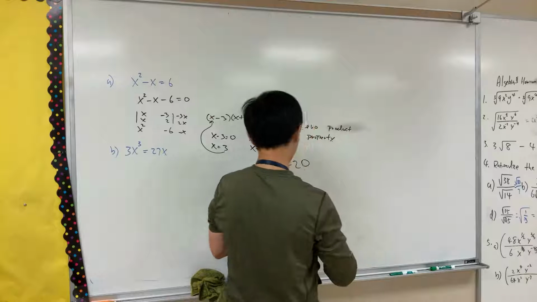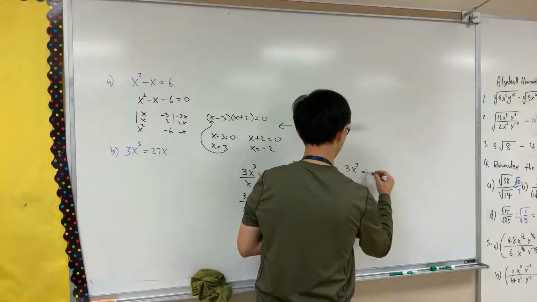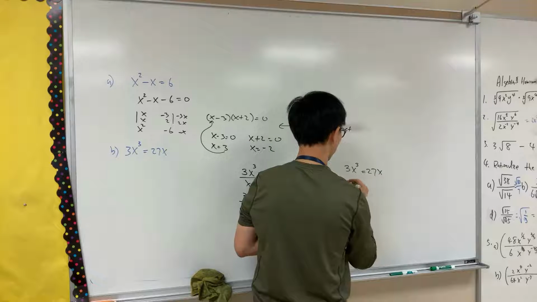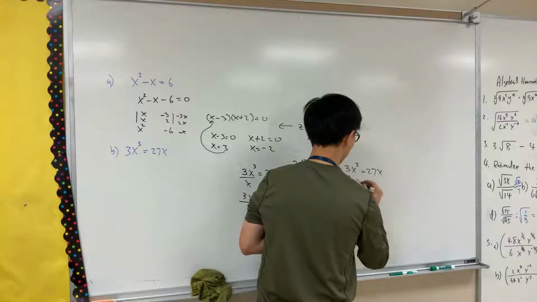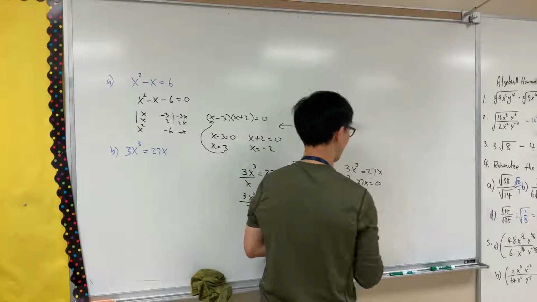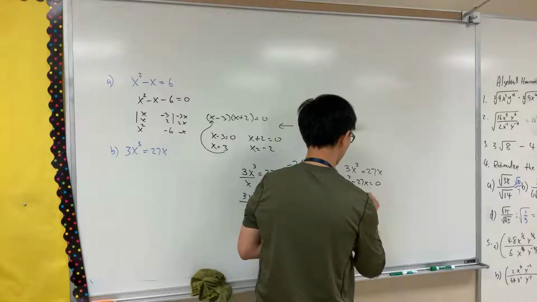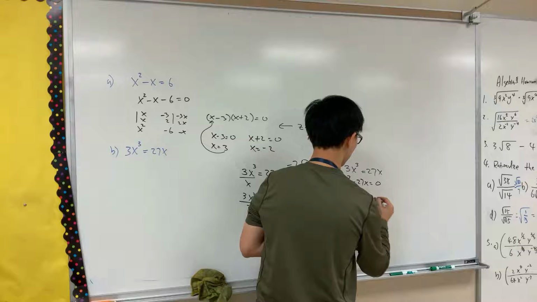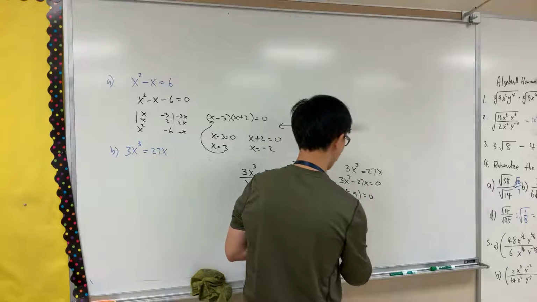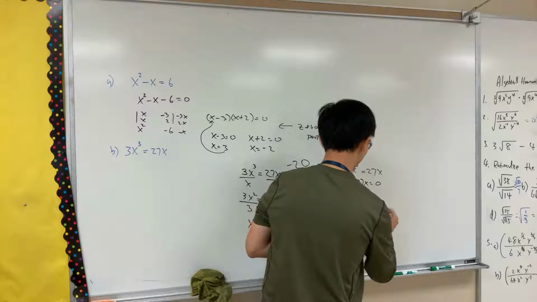Then I eventually found out that with 3x cubed equal to 27x, you should set the equation equal to 0. So 3x cubed minus 27x is equal to 0. That's 3x times x squared minus 9. I factor out the GCF. And that's 3x times x plus 3 times x minus 3 is equal to 0.